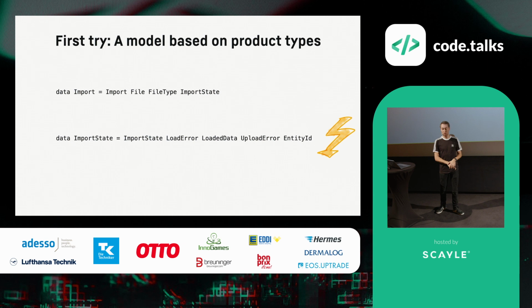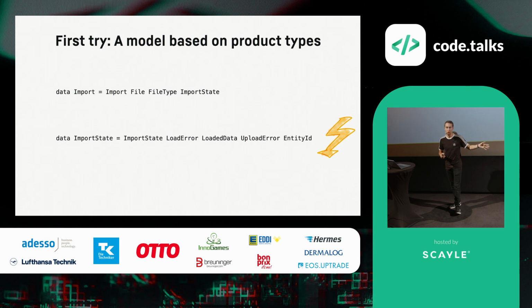And with that in mind, we can try to build our first model for our import dialog. This is simple enough. We start with the top level type, which is an import, which we call Import. So we announce a new type with this Haskellism, data Import. We have to repeat that word again, doesn't matter for now. And this is a product type based on three other types. This is a file, so that's a primitive file handle, for example, a file type, and an import state.